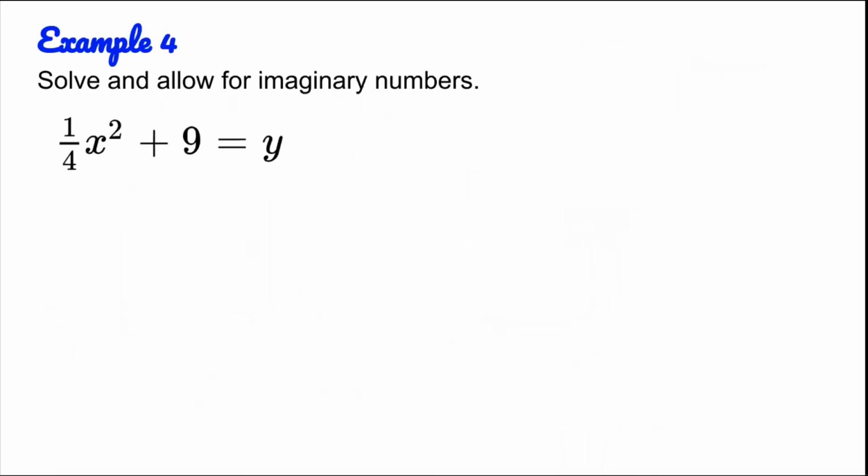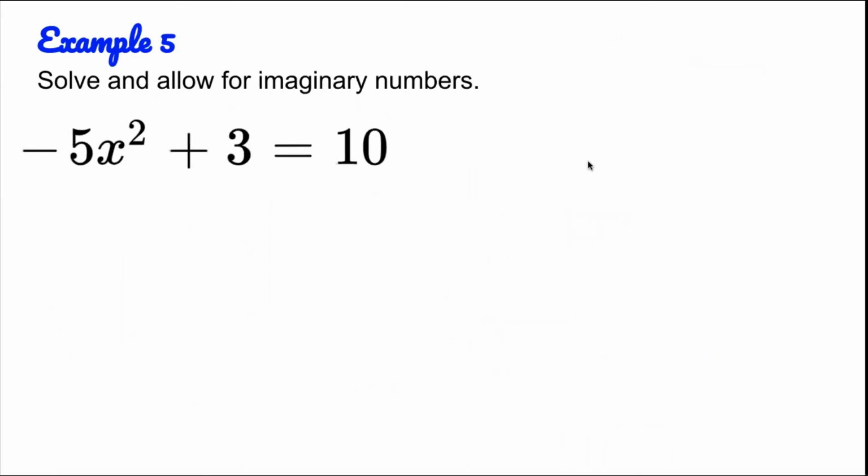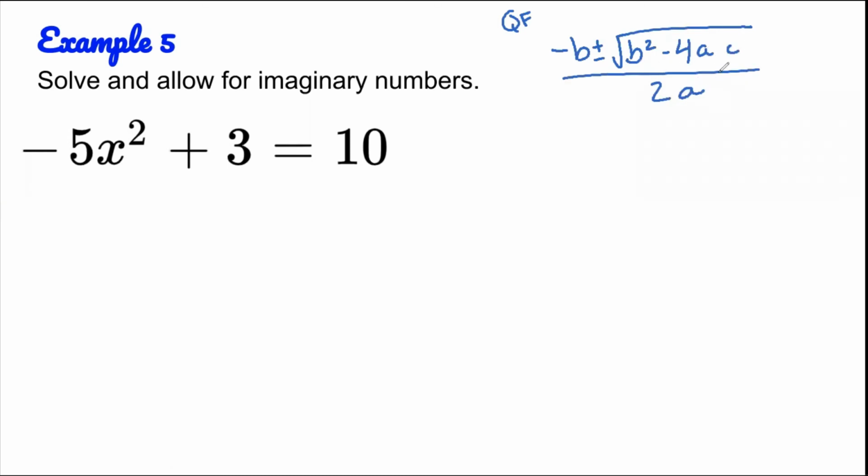Okay, let me go ahead and clear. All right, so we have here example number 5. It says solve and allow for imaginary numbers. I'm going to solve this one by using the quadratic formula. Again, you don't have to, you could, but I want to show you guys a different method. Using our quadratic formula: negative b plus or minus square root of b squared minus 4 times a times c all over 2a. And this is x equals, right, our solutions.